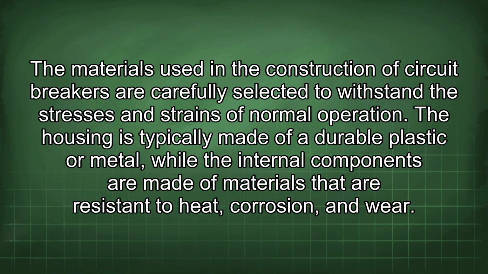The materials used in the construction of circuit breakers are carefully selected to withstand the stresses and strains of normal operation. The housing is typically made of a durable plastic or metal, while the internal components are made of materials that are resistant to heat, corrosion, and wear.